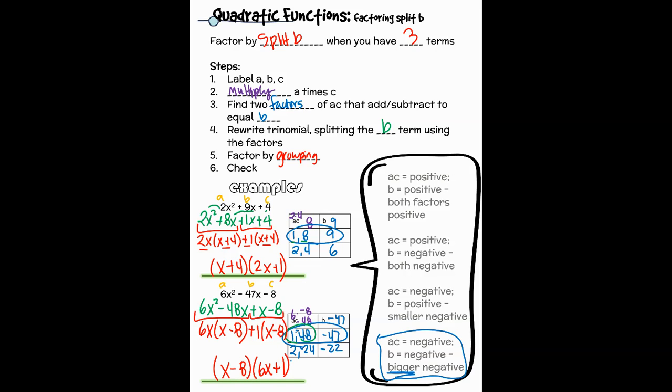All right, find our factors of b, split up and factor by grouping, like we've been doing. Let me know when you have questions.